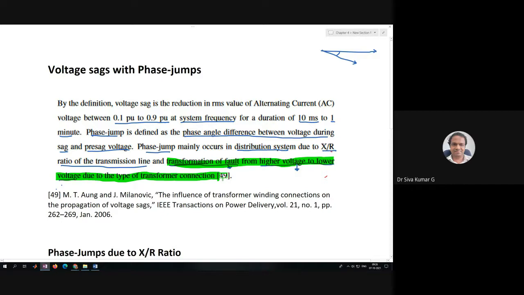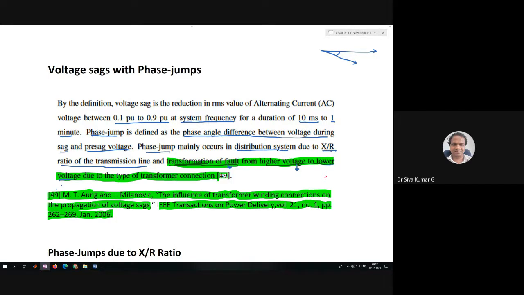You can refer to this particular IEEE paper, the influence of transformer winding connections on the propagation of voltage sags. You can refer to this paper also. I'll try to share this paper with you.